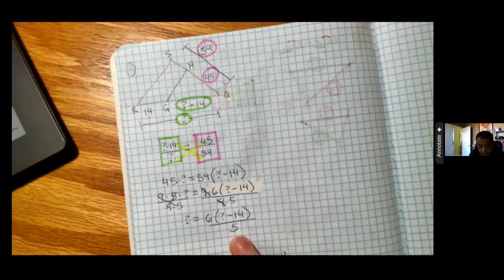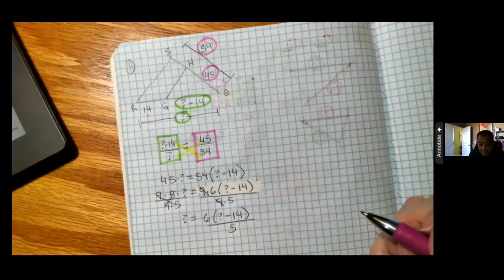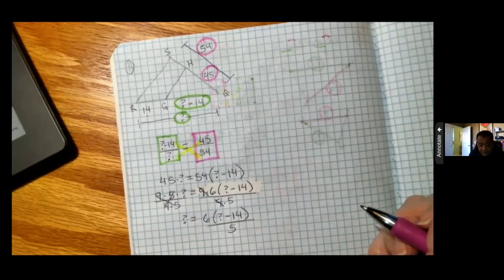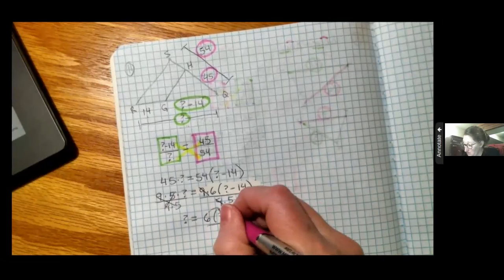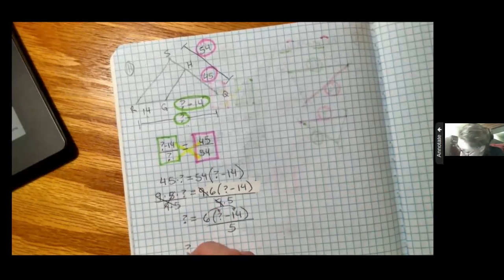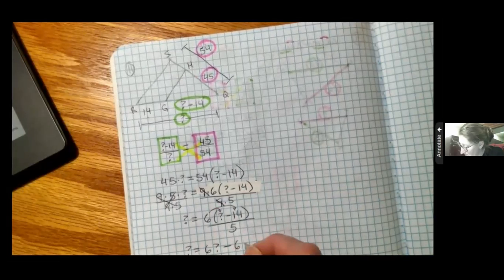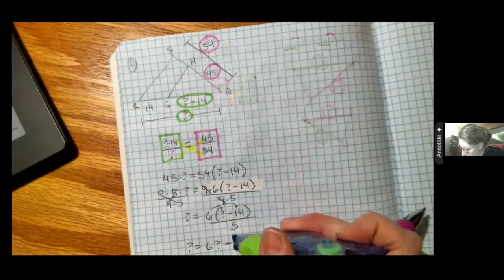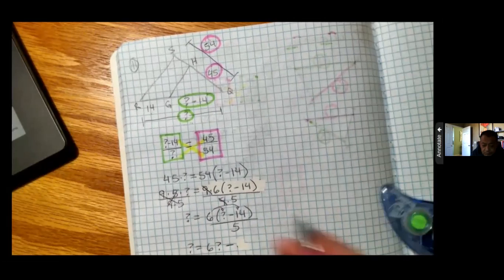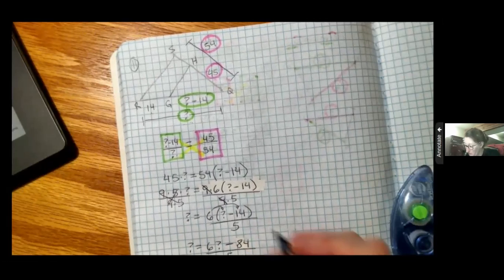Now the problem is I need a 5. Distribute the parentheses on the right side. So distribute it. So we're going to do question mark equals 6 times question mark, 6 times minus 14, which is minus 84. Ah, because that's where my 5 is going to come in. Now I'm hoping that 5 is in 84 somewhere.